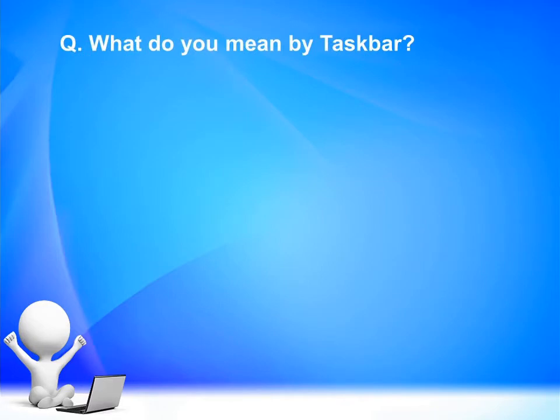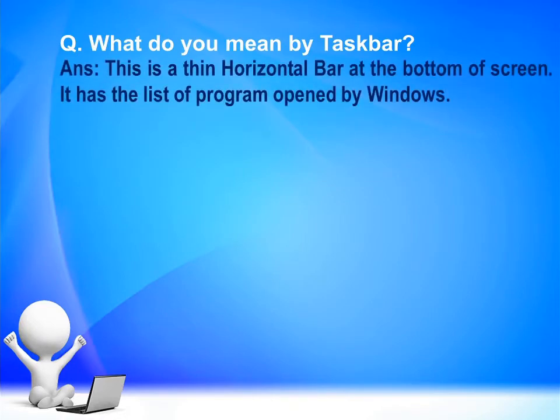Now, next question is, what do you mean by taskbar? This is a thin horizontal bar at the bottom of the screen. It has the list of programs opened by Windows. We can switch between the programs by clicking their buttons on the taskbar.